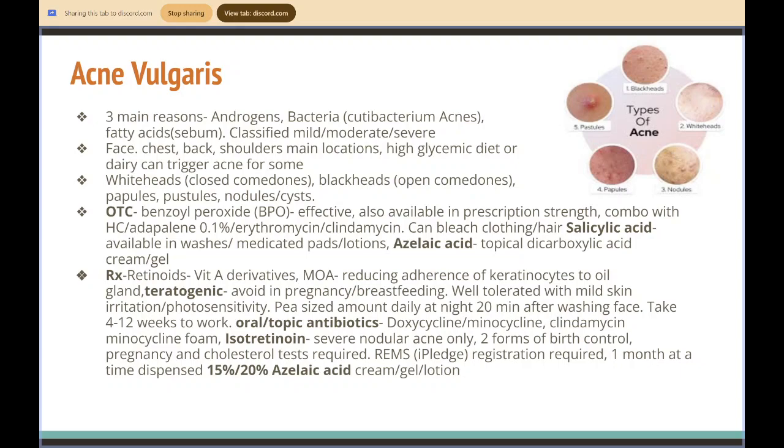The next prescription, we have 15 to 20% azelaic acid available in cream, gel, and lotion. I wanted to clarify that with the OTC, the percentage strength for azelaic acid will be much lower.